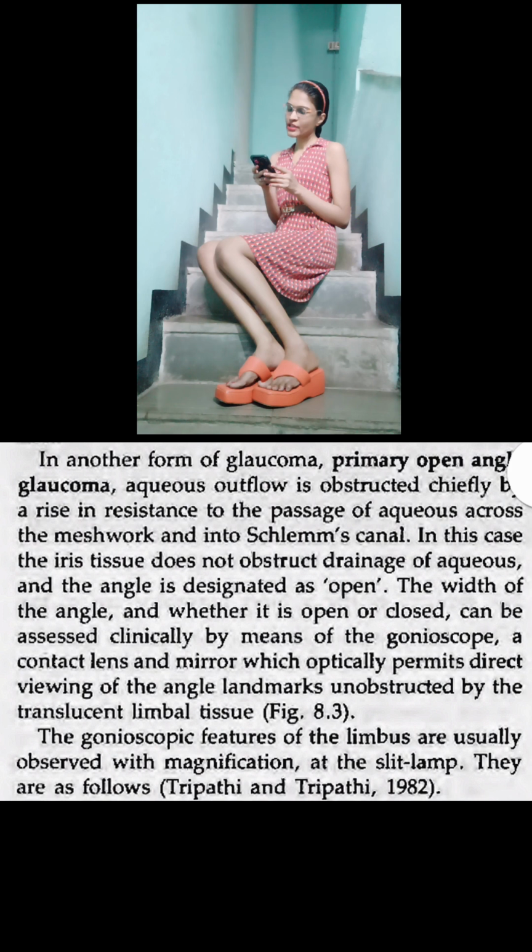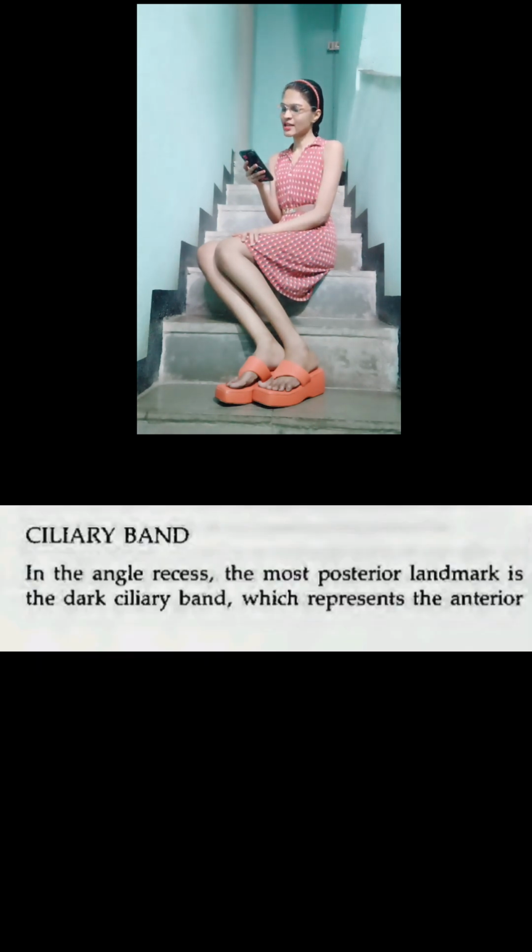The width of the angle and whether it is open or closed can be assessed clinically by means of a gonioscope, a contact lens and mirror which optically permits direct viewing of the angle landmarks unobstructed by the translucent limbal tissue. The gonioscopic features of the limbus are usually observed with magnification at the slit lamp. They are as follows. Ciliary band.